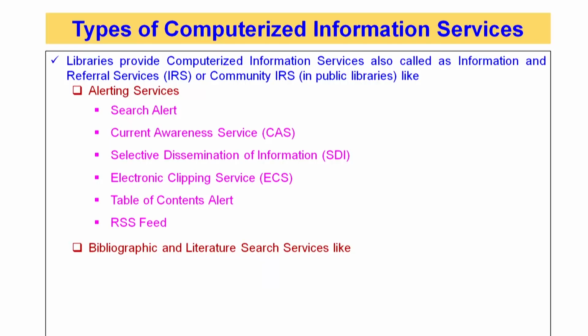So when we talk about computerized information systems, we can broadly categorize them into two different types of computerized information services. One is alerting services, and the other is bibliographic and literature search services. These two are entirely different in terms of their functionalities. We will be talking more about alerting services. There are some examples for alerting services. As I have mentioned, search alert is an example.